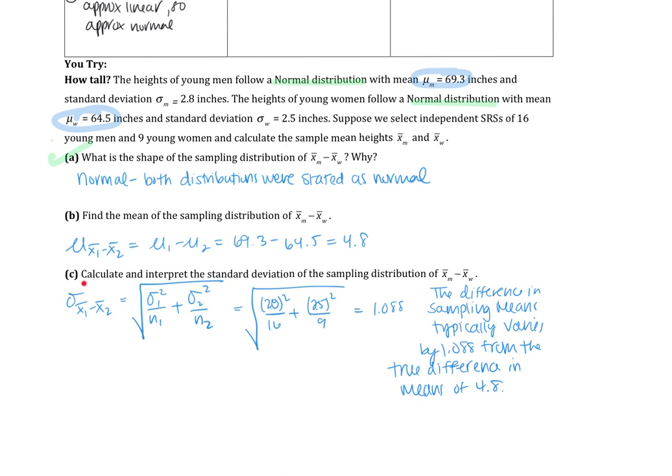And then we follow that formula for the standard deviation. You can see above that sigma sub m and sigma sub w are provided. Plug those directly into the formula and get out 1.088. The difference in sampling means typically varies by 1.088 from the true difference in means of 4.8.